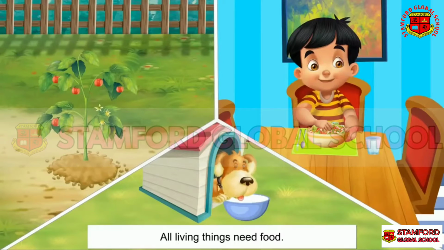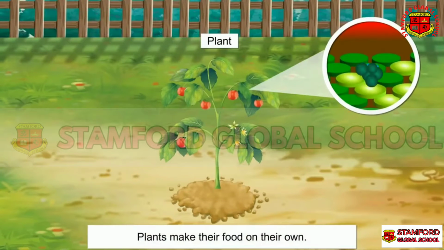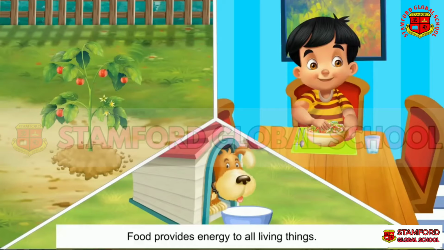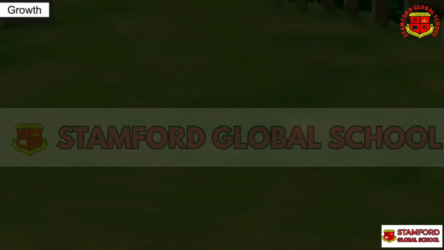All living things need food. Since plants are living things, they also need food. They make their own food instead of depending on outside sources. Food provides energy to all living things, which allows them to work and grow.